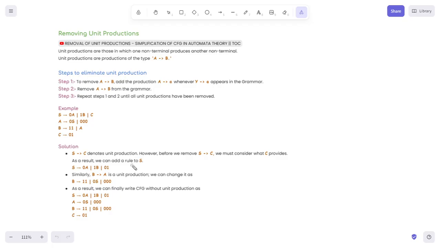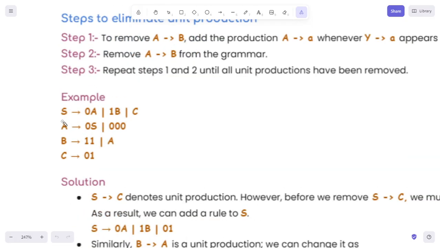Now, we know what unit productions are. Unit productions are those where a non-terminal derives a single non-terminal, right? You can see here, if a non-terminal is deriving a single non-terminal, that is called a unit production. So in this example, the first unit production is this S deriving to this capital C. Second is this B deriving to this capital A, which is again a unit production. So two unit productions are there.